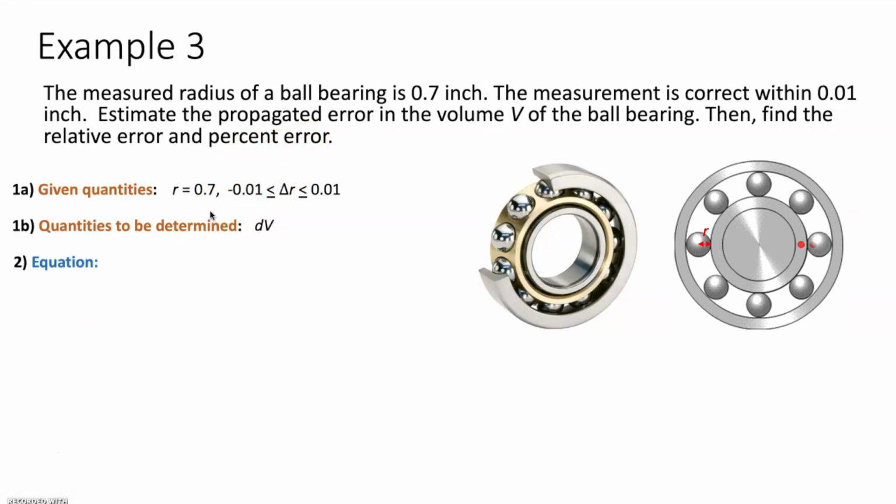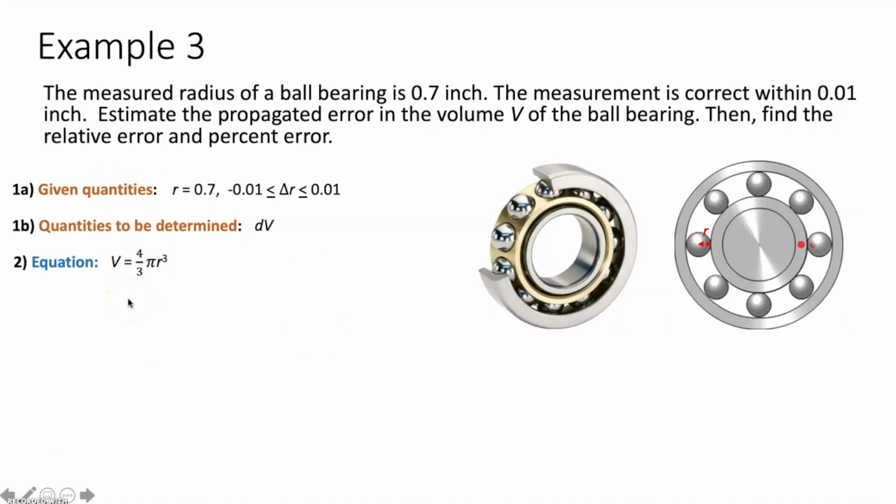What equation are we using here that we can take the derivative of and we'll have dV in it? Well, we need it to have a V in it then, right? So what is the volume that we're working with here? Well, the object we're working with is a ball bearing, which is a sphere. So let's use the volume of a sphere formula, which is 4/3 pi r cubed. We can then move on to step 3, which is to take the derivative of this equation.